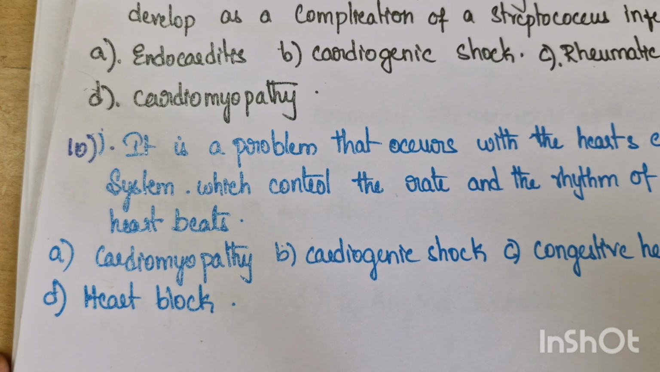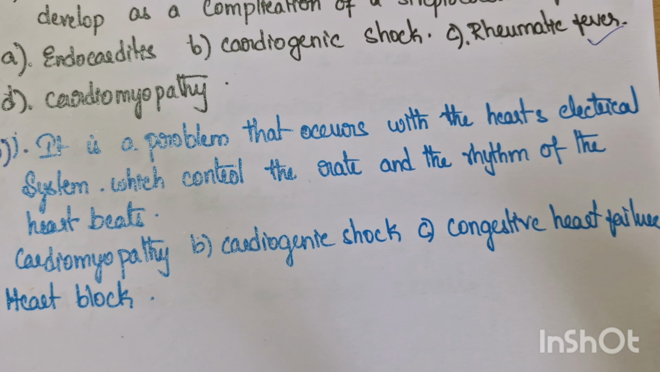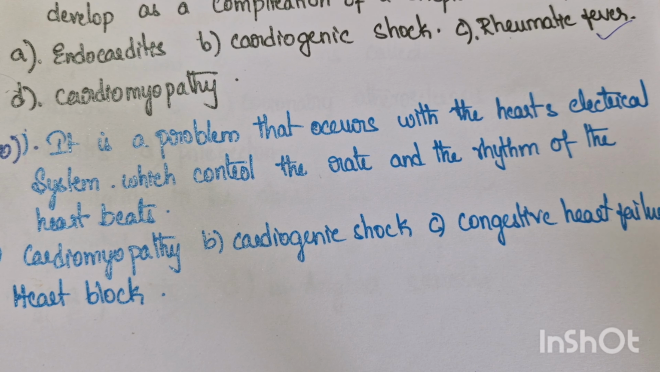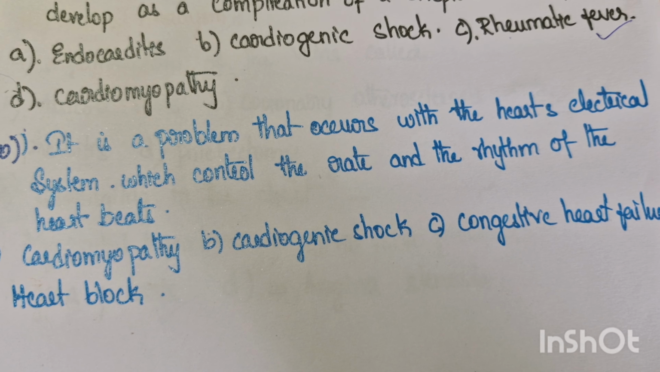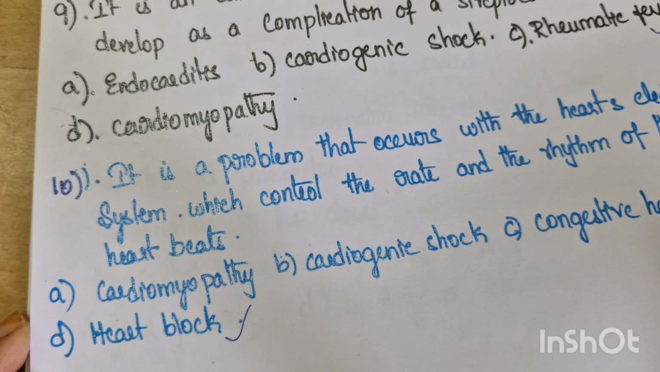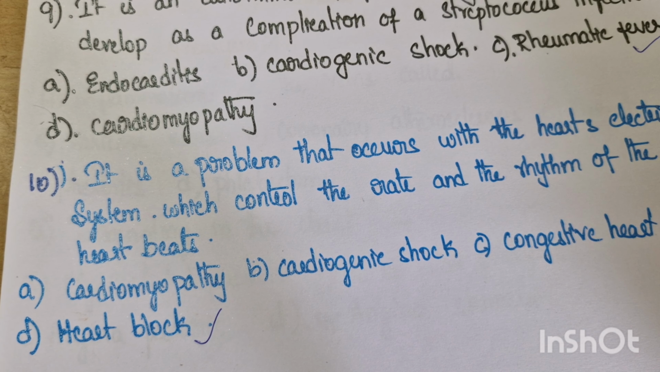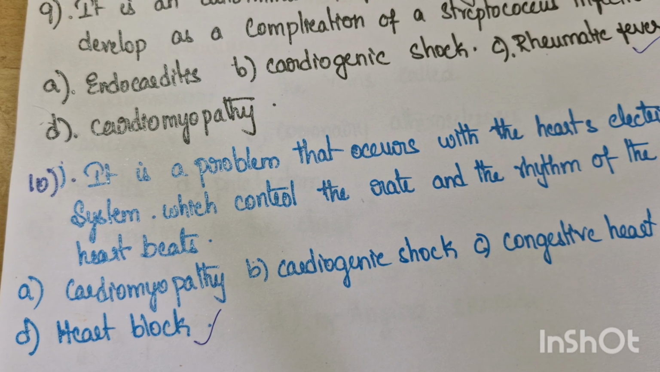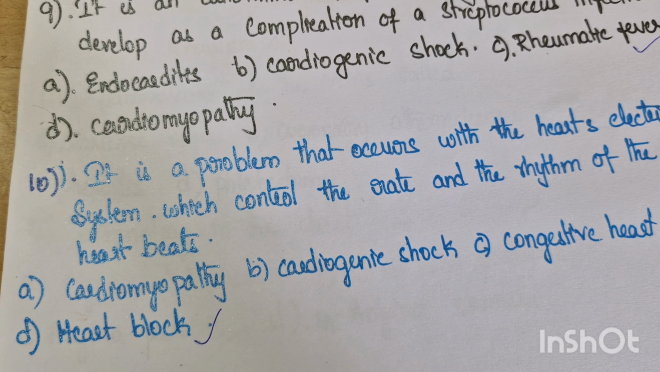Can you guess the answer? Already we have learned this thing. So whichever comes to your mind first, that will be the answer. Just guess it and put it in the comment section. Okay, the answer is heart block. Okay? Already we have learned cardiomyopathy. Cardiomyopathy means the enlargement of the heart. Cardiogenic shock means it is unable to pump the blood to all parts of the body, that leads to cardiogenic shock.